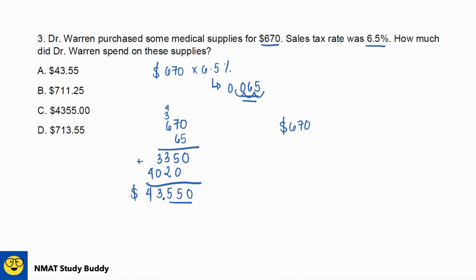$670 plus $43.55. So, 0 plus 3 is 3. 7 plus 4 is 11. Carry 1. So, 6 plus 1 is 7. So, our final answer, the amount Dr. Warren spent, is $713.55, which is letter D.